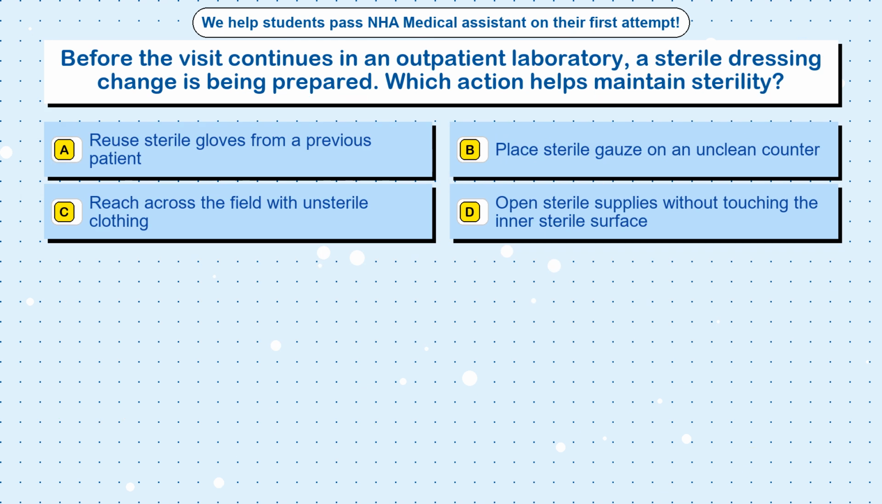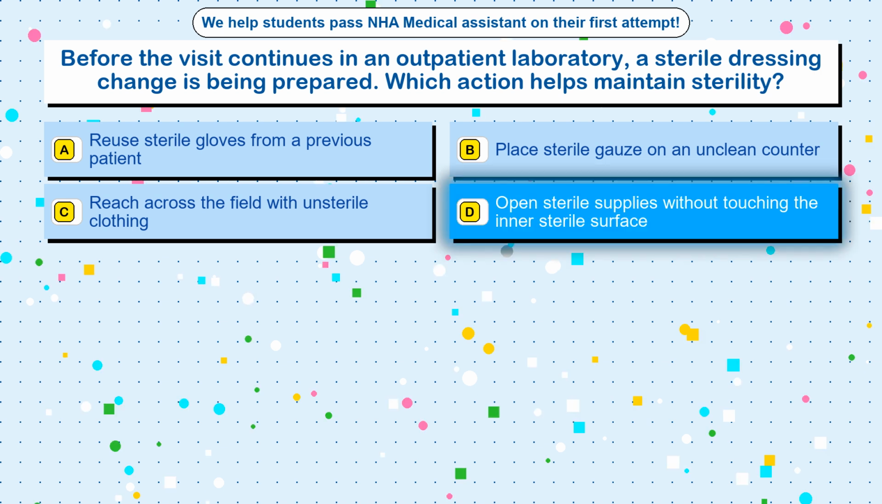Question 48. Before the visit continues in an outpatient laboratory, a sterile dressing change is being prepared. Which action helps maintain sterility? Option A. Reuse sterile gloves from a previous patient. Option B. Place sterile gauze on an unclean counter. Option C. Reach across the field with unsterile clothing. Option D. Open sterile supplies without touching the inner sterile surface.